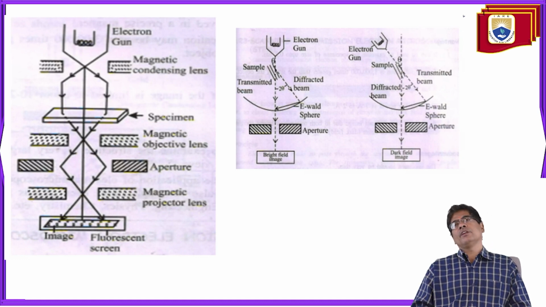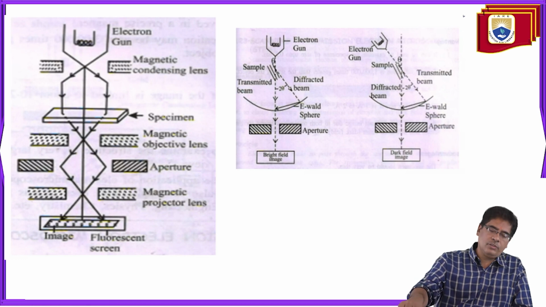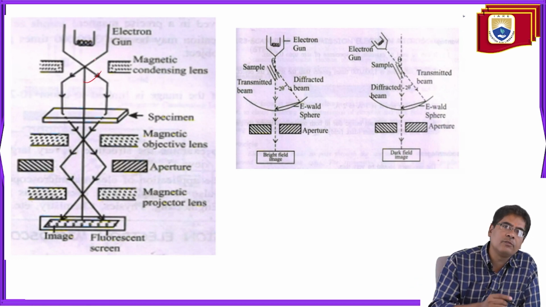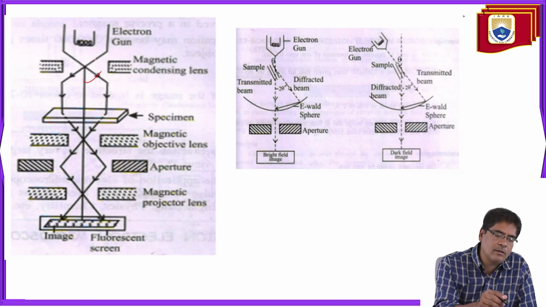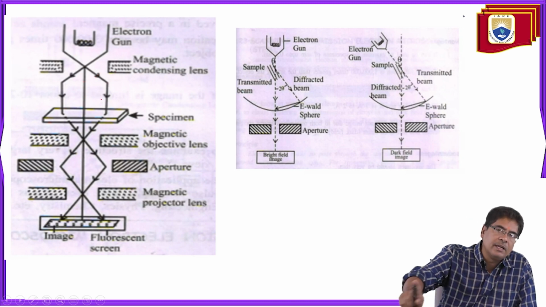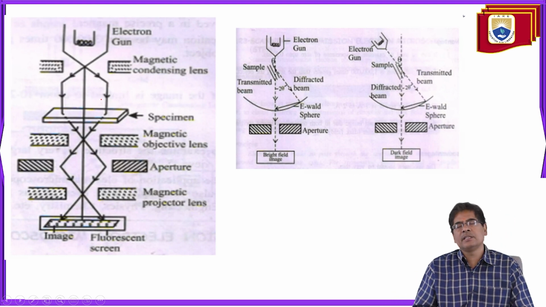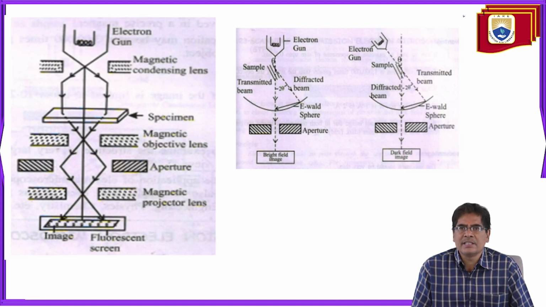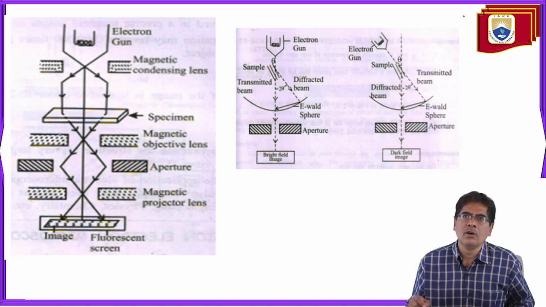And here, if you see this figure, we have the electron gun here. We have the sample, so that we get the diffracted angle. This is the diffracted angle here, and this is the diffracted angle, which is an angle of 2 theta, where we can measure the intensity of the diffracted beam. And this is the transmitted beam, and we have the Ewald sphere, which is a generation, right?